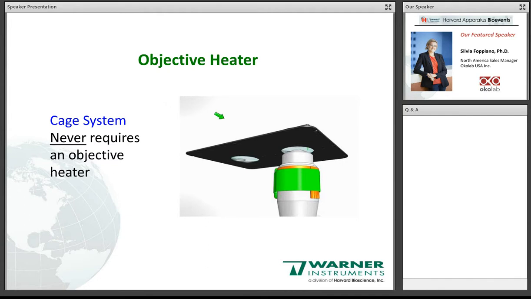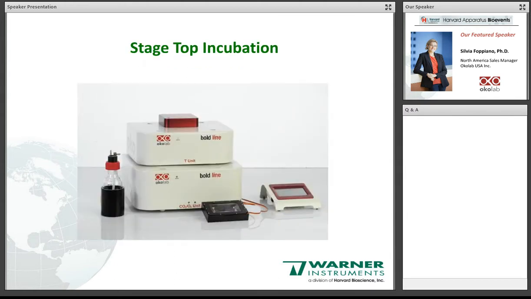For those of you not familiar with an objective heater, here it is represented by this yellow band, which is a heating band, which is secured in place through a ribbon. In this example, it's in green. And this is needed every time you're using a stagetop system because your objective is at room temperature, and when it comes in contact with the bottom of your well, it will act as a heat sink. It will cool down your sample. But you never need it in a cage system because in this system, the entire objective and nose piece are at 37 degrees.